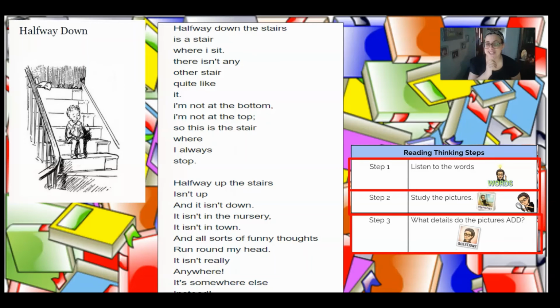I have one more question for you. What more have you learned about places for thinking? Do you have a place at home that you like to go to and do thinking? How has this poem helped you learn more about places for thinking? Your teacher is going to pause the video.